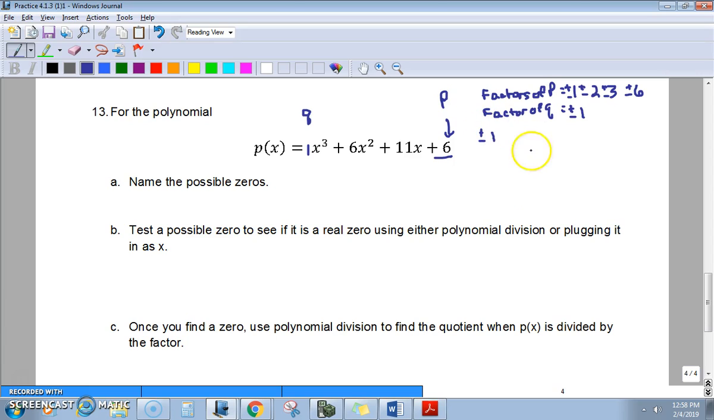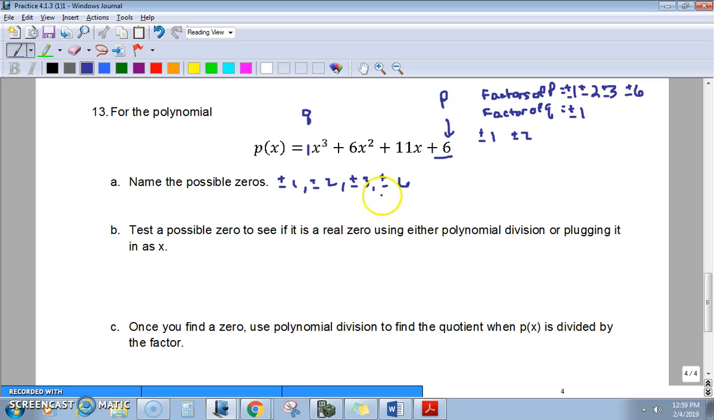So positive and negative 1 could be a possible zero, or positive 2 over positive 1. So it could be positive or negative 2, positive or negative 3, and positive or negative 6. And the reason is just because the denominator is 1, so it could be any of those. So those are all of the possible zeros, right? Positive or negative 1, positive or negative 2, positive or negative 3, and positive or negative 6.